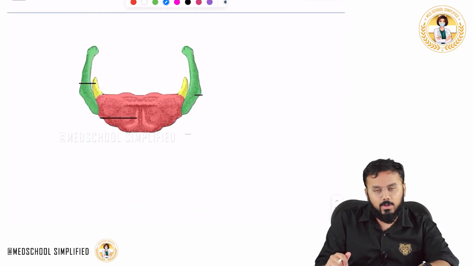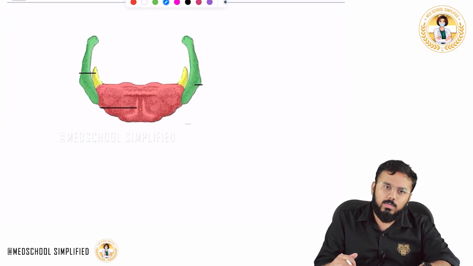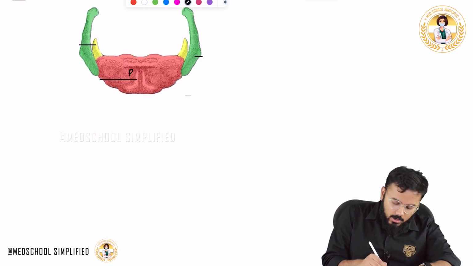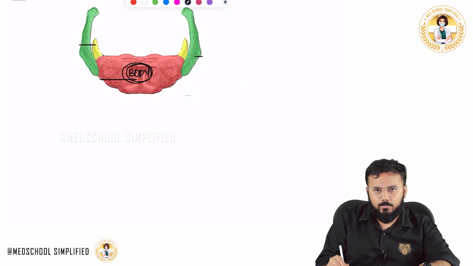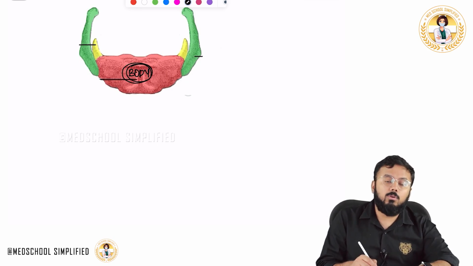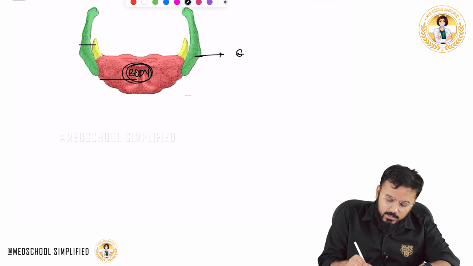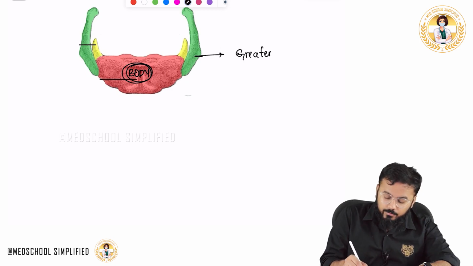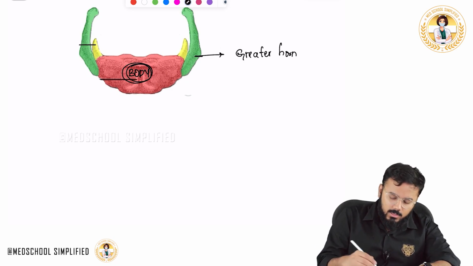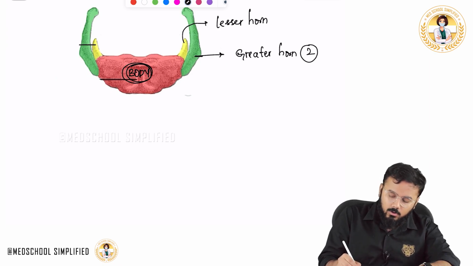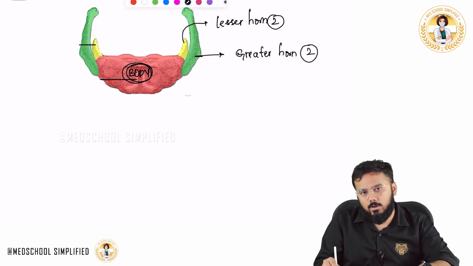Now this is a picture of the hyoid bone. There are three important structures which you can see. The one marked with red is called the body of the hyoid bone. Apart from the body, we have two more important things. This one is called the greater horn of the hyoid bone. This yellow one is called the lesser horn of the hyoid bone. So we have two greater horns and two lesser horns.